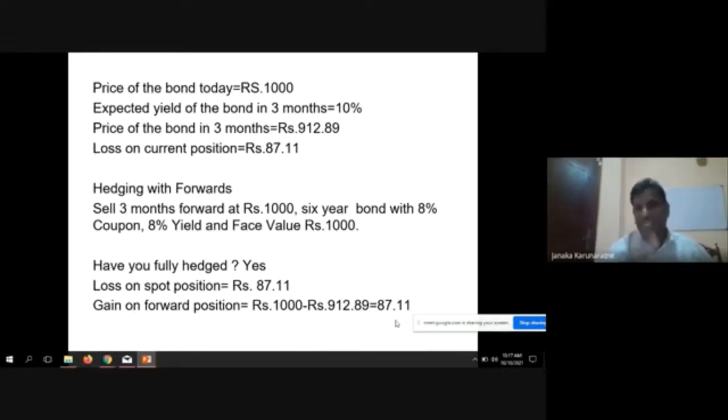This is a perfect match. Here you are losing on the cash market, and in the forward market you are gaining. So your net effect is 0. You are fully hedged against a possible interest rate rise of 2%. Very simple.